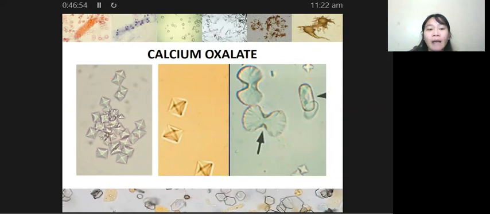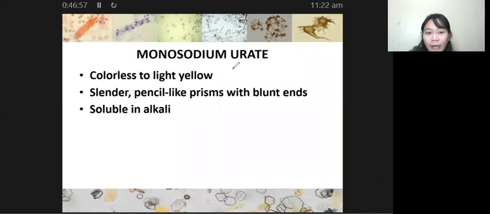Alright, so next we have your monosodium urate. So your monosodium urate crystal, this is not common. This is an uncommon urine crystal that is seen in acidic urine. Okay, so they appear as colorless to light yellow, slender, pencil-like prism with blunt ends. So take note that your monosodium urate is soluble in alkali.